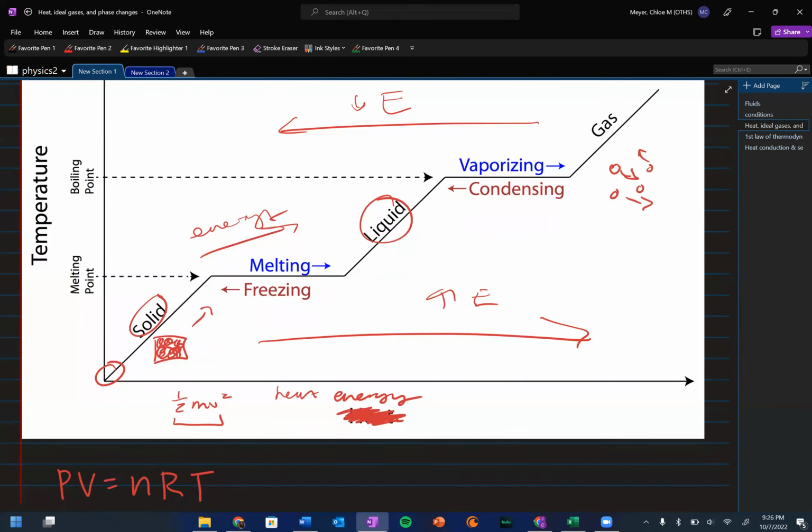So that's why you know that gases are going to have the most energy and solids are going to have the least amount of energy. That's just something to keep in mind. Solids are going to have less than liquids, which have less than gas. And so the particle motion of gas is going to be very high, because kinetic energy is half mv squared, so their velocity is going to be higher. The particles are going to be bouncing around more.